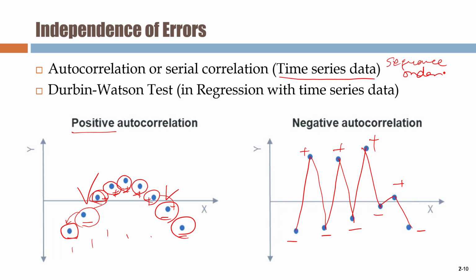But most of the data we have used so far is like trying to find out the job training effect. So we collected all the employee information. There is no order of the employees, right? So in that case, we cannot talk about autocorrelation at all. So I will skip this part and not go deeper into autocorrelation here. But it will come in the regression with time series data.